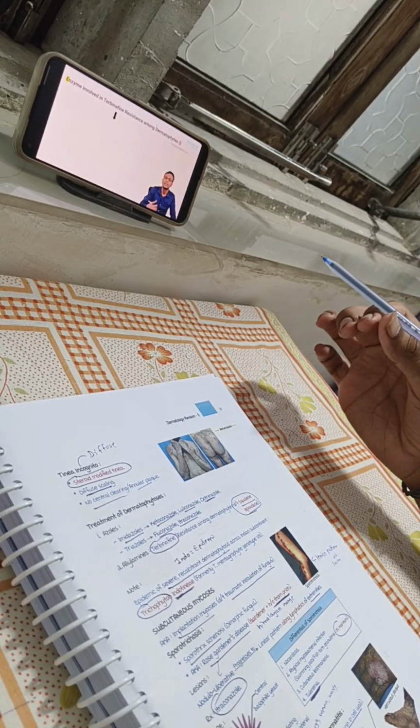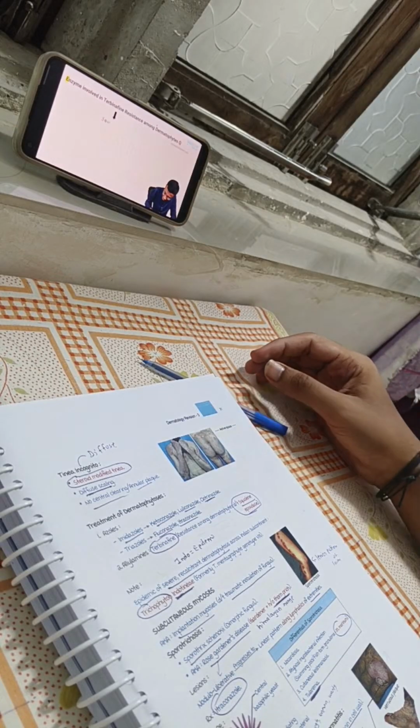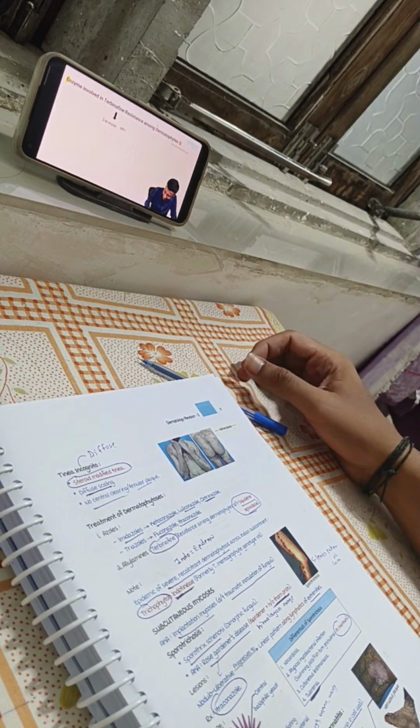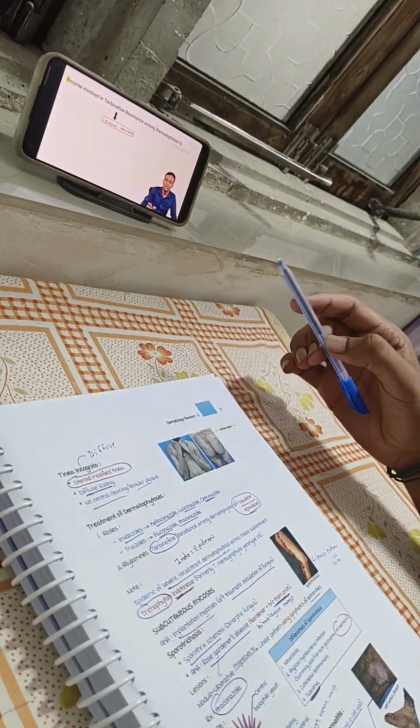But one thing you need to remember, terbinafine resistance is increasing. The enzyme which is involved in terbinafine resistance is squalene epoxidase. So squalene epoxidase is the enzyme which is involved in terbinafine resistance.